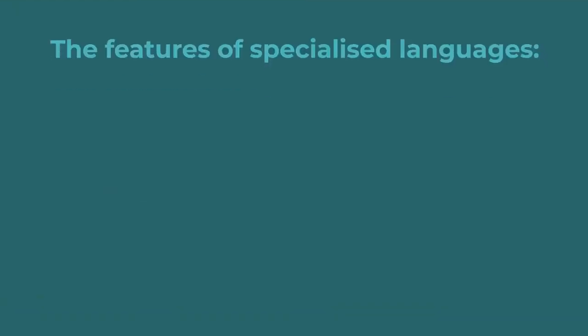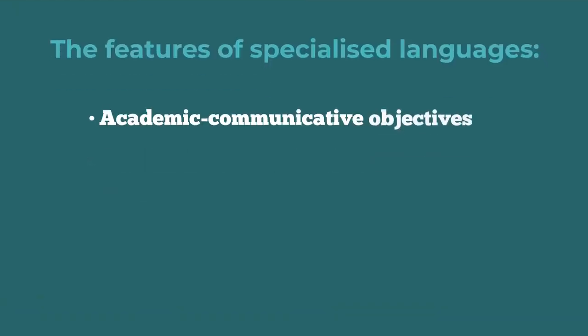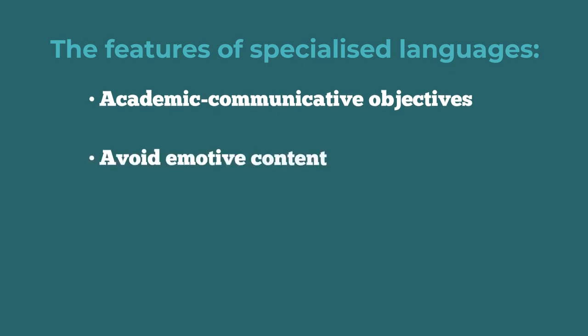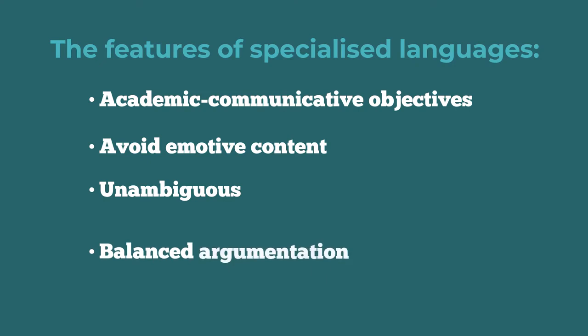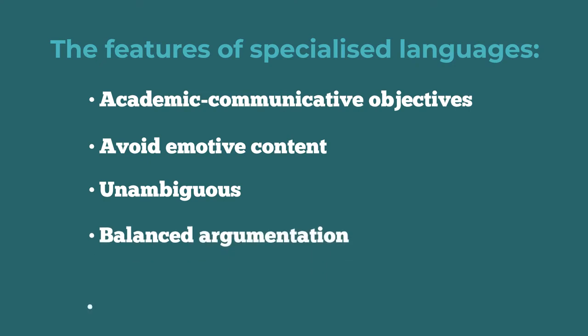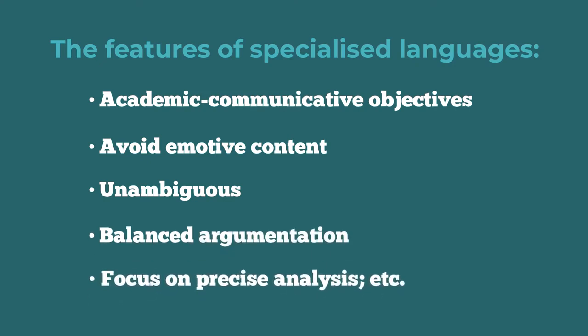Throughout these videos, we'll be focusing on the kind of language used in Excerpt B. This kind of language is very common in the university context. These specialized languages share many common features. They have academic communicative objectives. They avoid emotive content. They aim to be unambiguous. They use balanced argumentation. They focus on precise analysis, etc.